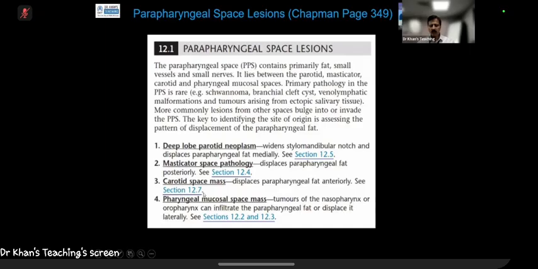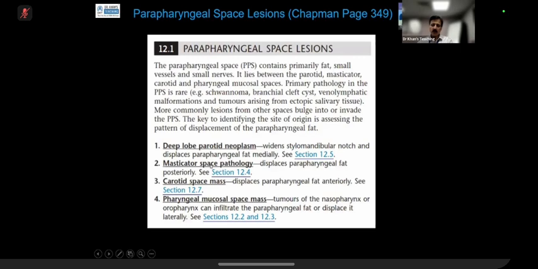And the same concept which I have told you: a deep lobe parotid neoplasm will widen the stylomastoid notch and displace parapharyngeal fat medially. Masticator space displaces it posteriorly. Carotid space displaces it anteriorly. Pharyngeal mucosal space displaces it laterally. So in our case, we have concluded that it is in the masticator space.